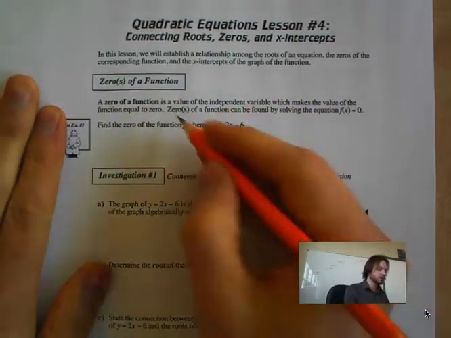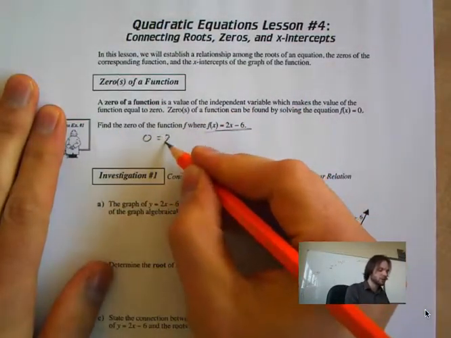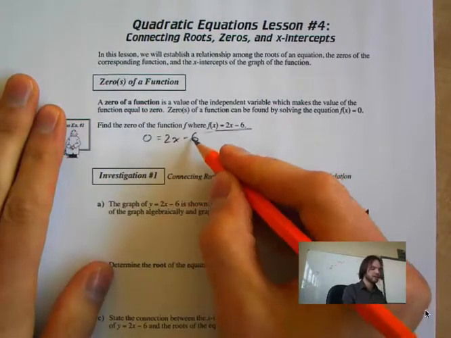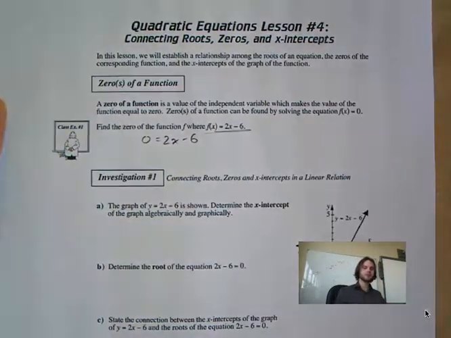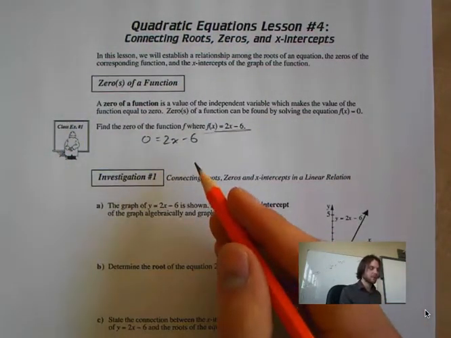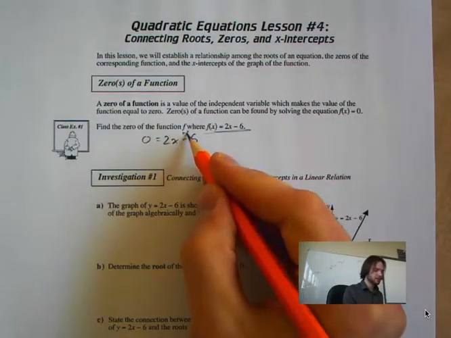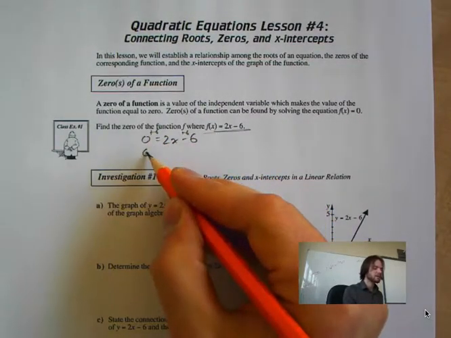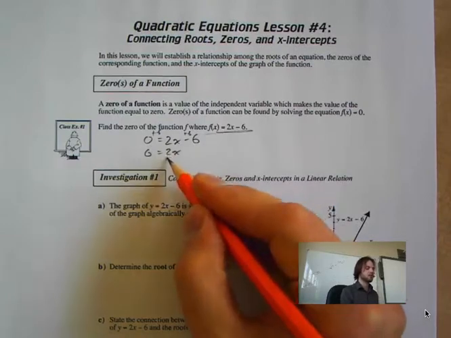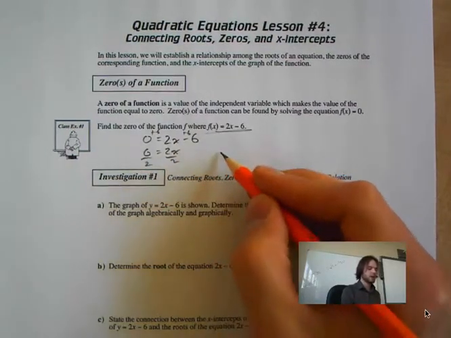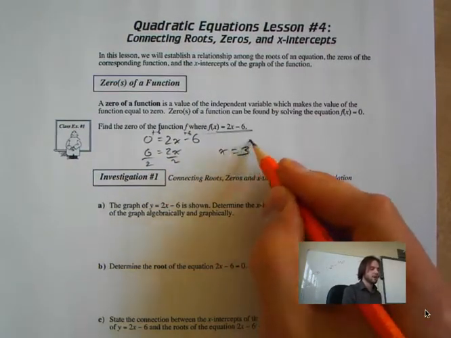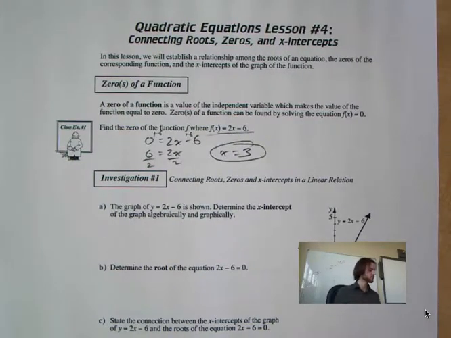Okay, so let's put this in. So we want 0 is equal to 2x minus 6. Okay, continue this, and I'm going to end up getting plus 6 plus 6. 6 is equal to 2x. Now divide by 2, divide by 2, and I get x is equal to 3. And that is my 0.